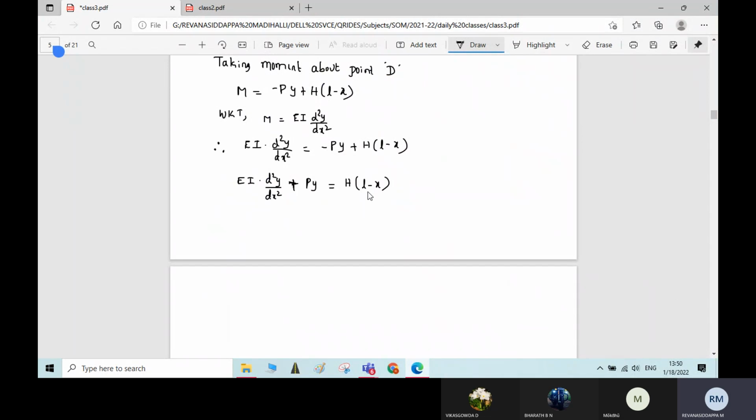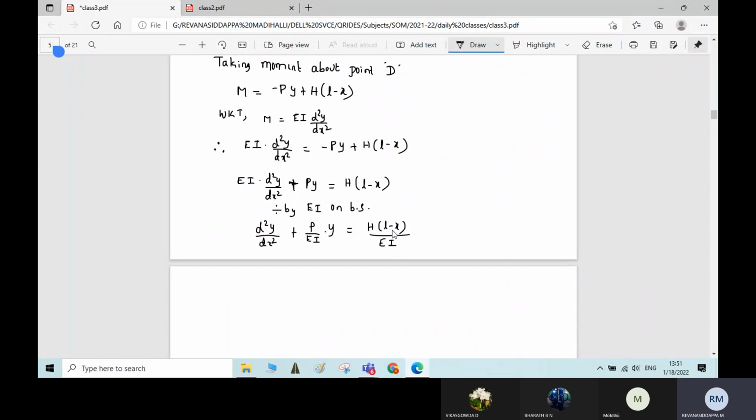This step is also the same for all the different cases. You need to segregate the y terms on one side. After this, what is the next step? Again, dividing by EI on both sides. If you divide the whole equation by EI, what you will get is d square y by dx square plus p by EI into y is equal to h into L minus x whole divided by EI. This is the equation you get.